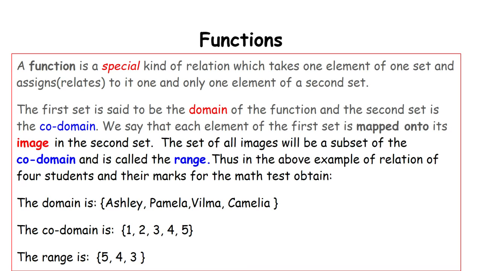Thus, in the above example of the relation of four students and the marks they obtained for the math test, the domain is Ashley, Pamela, Vilma, Camelia. The codomain is the set of all possible marks 1, 2, 3, 4, 5. The range consists of the marks 5, 4, and 3.